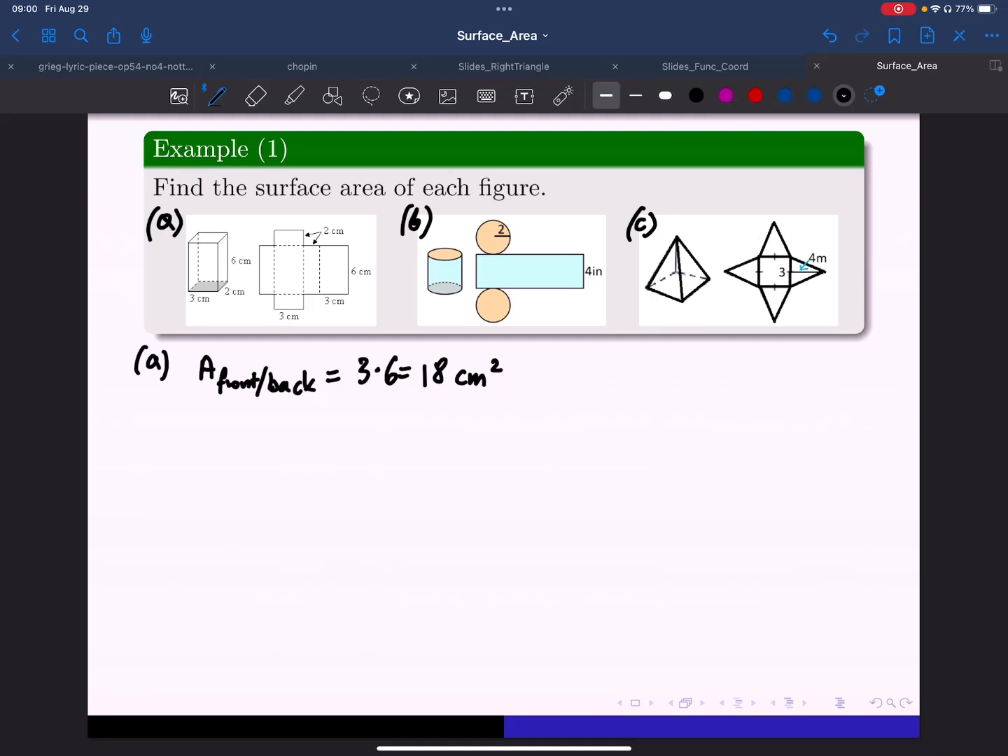Then we're gonna calculate area of the sides. So this would be this area. One side and the other side is the same. So this is this area right here. So the side is also a rectangle. So area of rectangle is length times width. So it would be 2 times 6. So this is 12 centimeters square as well. And then we need to calculate area of the top and bottom.